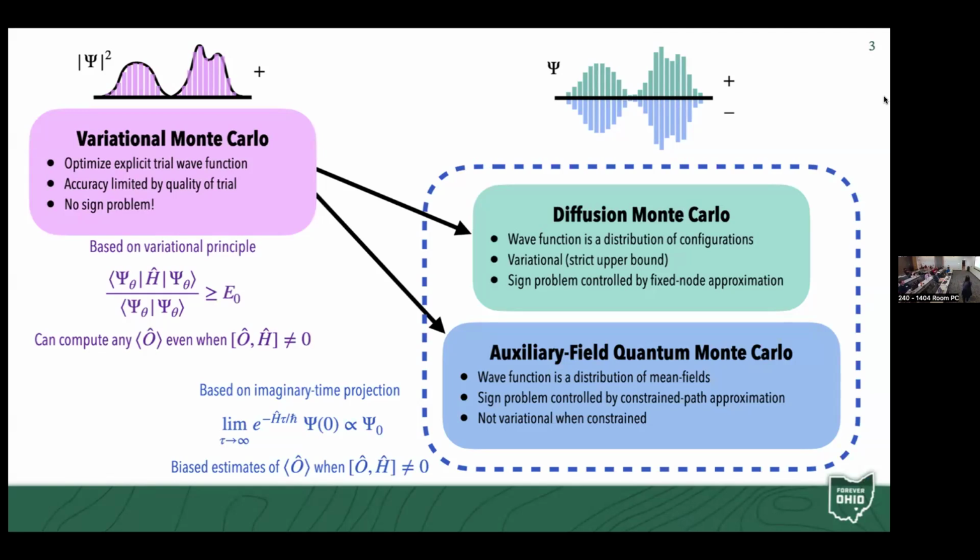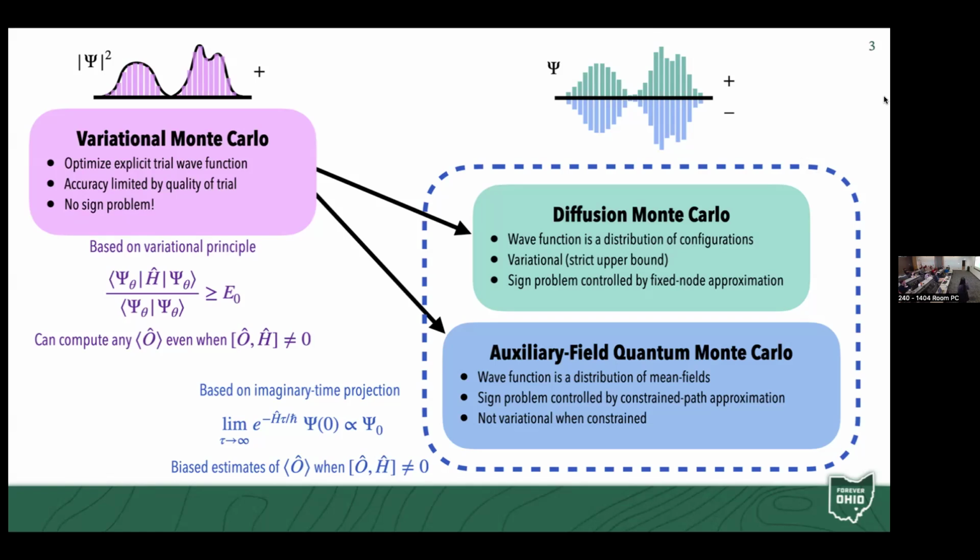What's nice about this variational Monte Carlo method is that at the end of your calculation, you have a parameterized analytical form of your wave function that you can play around with. You can compute any observable that you want. And there is no sign problem because you're always sampling from a positive definite probability distribution.